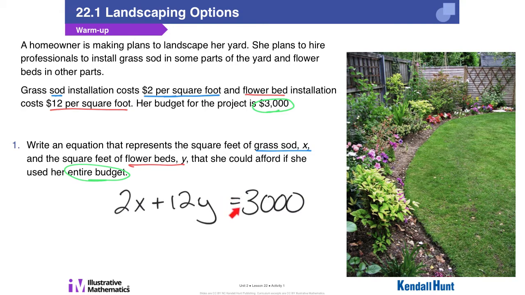All right, here's an equation. Notice there's an equal sign. It says equation, so it's not an inequality here. But it's $2 per square foot of sod, so that's 2x. $12 per square foot of flower beds, so that's 12y. We add everything together, and she's going to spend all $3,000.